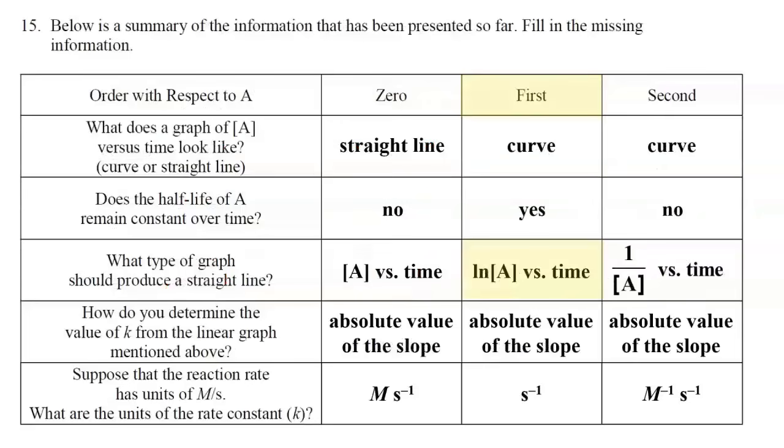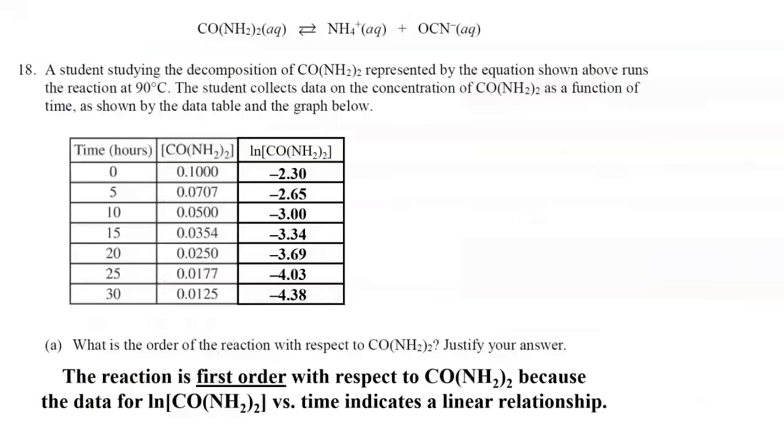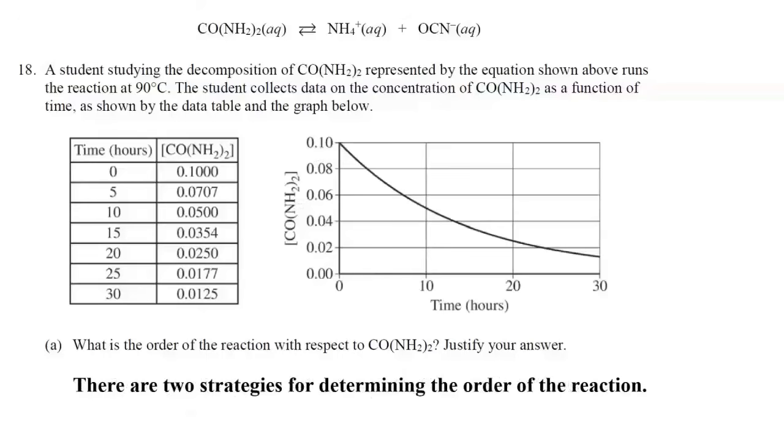Remember that when natural log of concentration versus time is linear, this tells us we have first order kinetics. So the answer to part A is the following. The reaction is first order with respect to this reactant because the data for natural log of concentration versus time indicates a linear relationship.